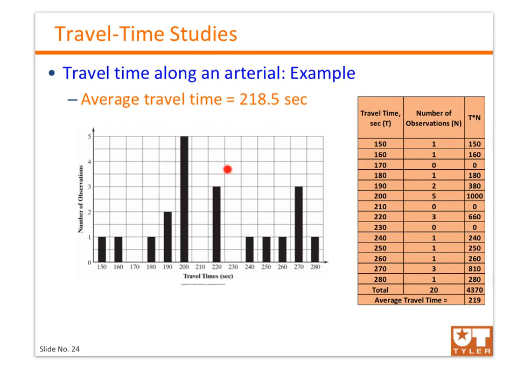This is again a graphical illustration of what we saw on that arterial. You can tell one section had 150 seconds to go through it. We also had one section that had 160. None of the sections had a travel time of 170 seconds, but look at this one, which goes well with what we saw on the table, where 200 seconds was observed for 5 different sections. So that's the highest frequency, 5 observations at that travel time.